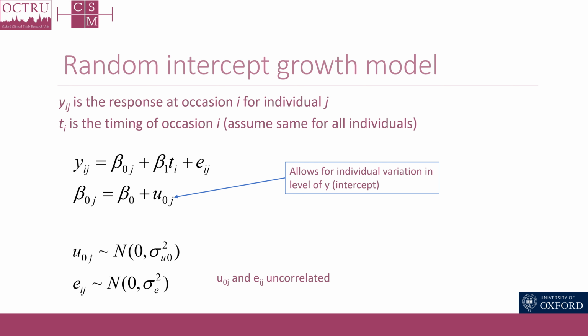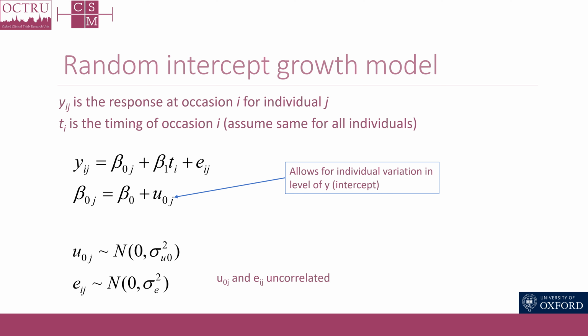Outcome y, in our case weight, is indexed by occasion i for individual j, and t, time, is indexed by occasion i. Here we assume individuals are observed at the same times, but it doesn't have to be like this. The outcome y has an intercept, beta naught j, so it is not fixed, it varies across individuals, that's why it's indexed by j, and a slope beta 1, the slope is fixed.